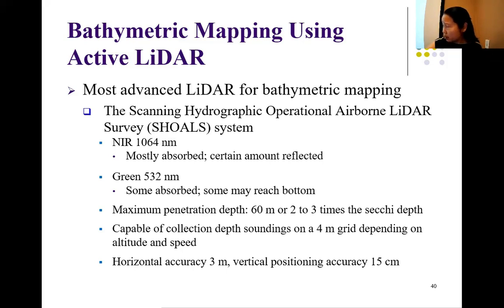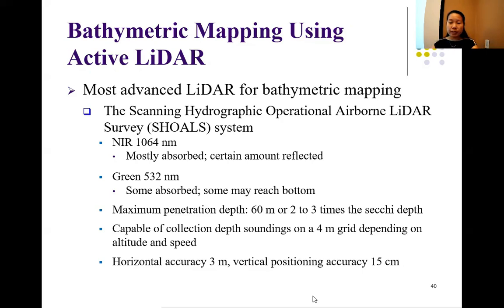just understand that sometimes when we apply this kind of system to the coastal environment, let's say, for example, the Mississippi River system, usually you see a lot of suspended sediment along with the river. So that can impact the visibility of the water. How deep they can go, you need to check your area, but the maximum they can provide is up to 60 meters. It was capable of collecting depth soundings on a 4-meter grid. So the resolution here is around 4 meters, depending on the altitude and speed.